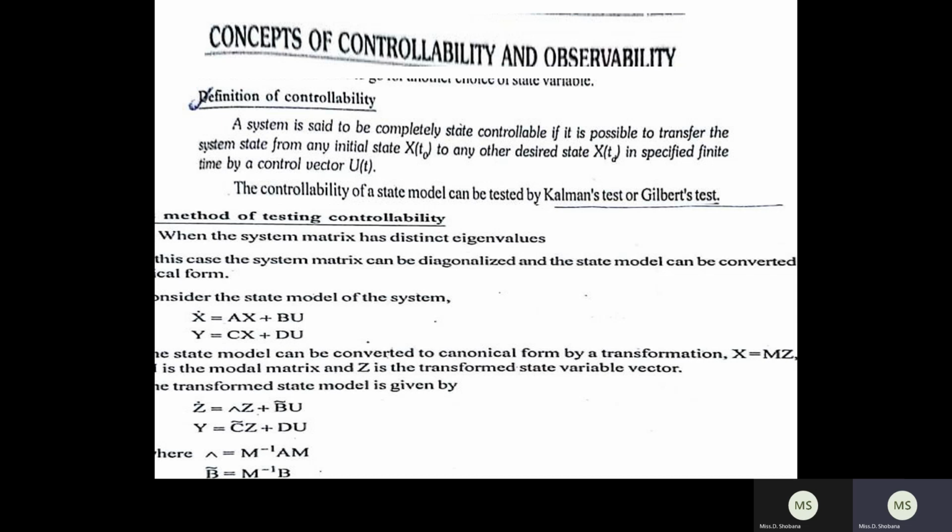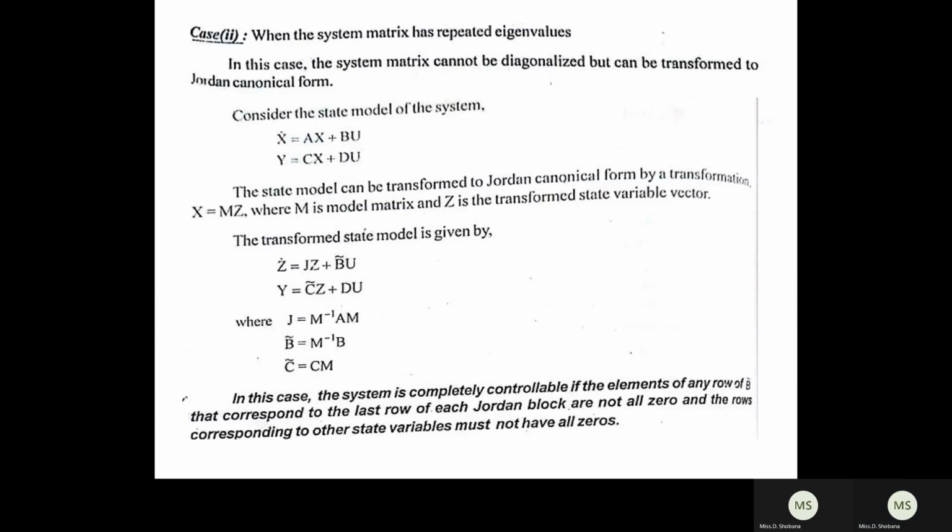By Gilbert's test, you have to follow this method, and for Kalman's test, you have to follow a different formula. So that we will discuss next. And here you can see the definition for the controllability.